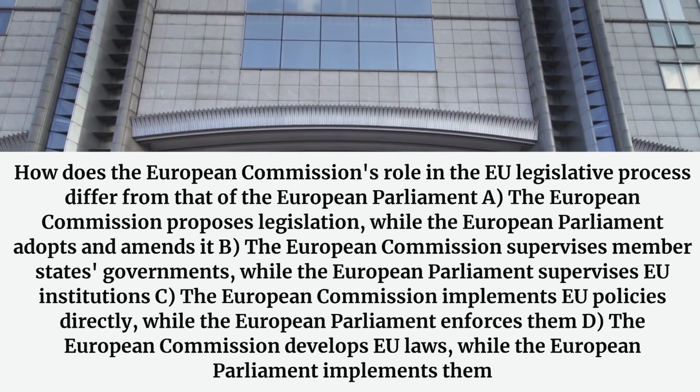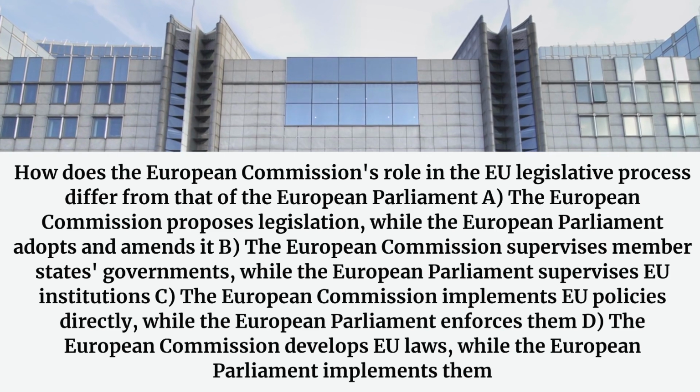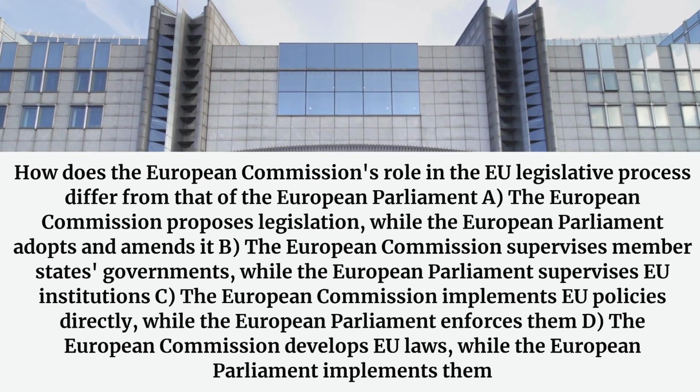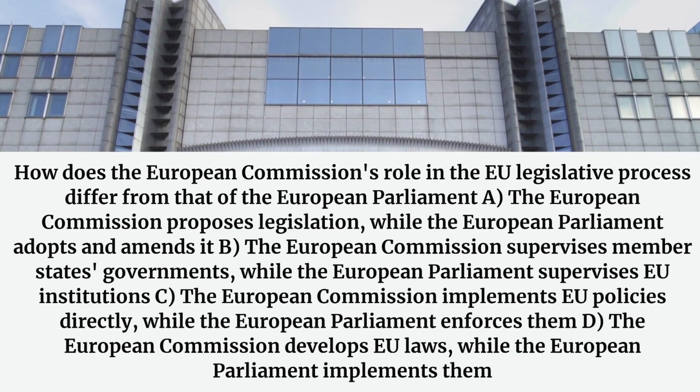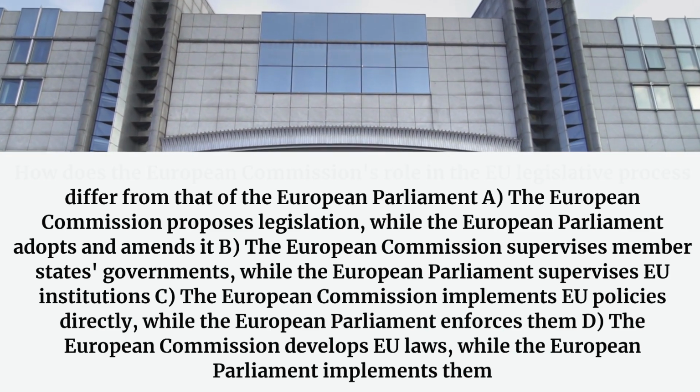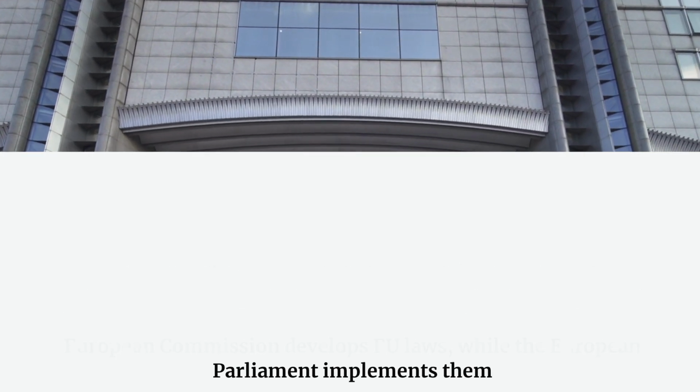B. The European Commission supervises member states' governments, while the European Parliament supervises EU institutions. C. The European Commission implements EU policies directly, while the European Parliament enforces them. D. The European Commission develops EU laws, while the European Parliament implements them.